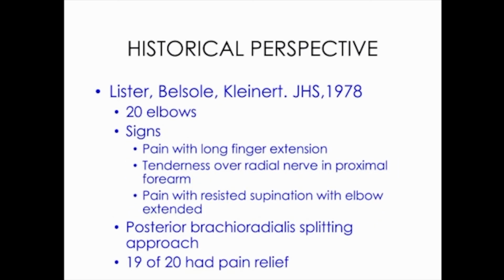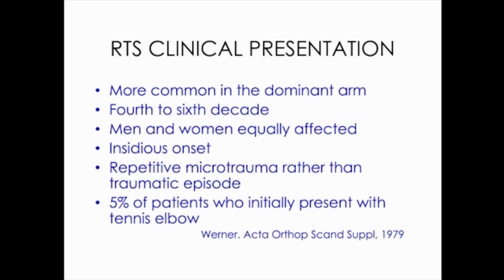And then Lister, Belsole, and Kleinert a few years later described 20 elbows. The clinical signs they described were pain with long finger extension, tenderness over the radial nerve in the proximal forearm, pain with resisted supination with the elbow extended, and they decompressed the nerve using a posterior brachioradialis splitting approach, and 19 out of the 20 patients had relief of symptoms.